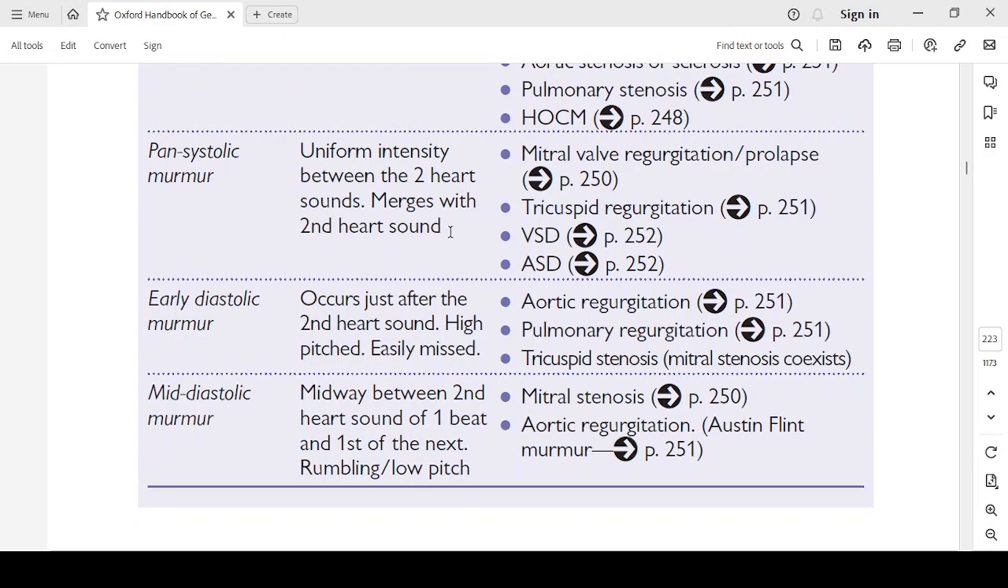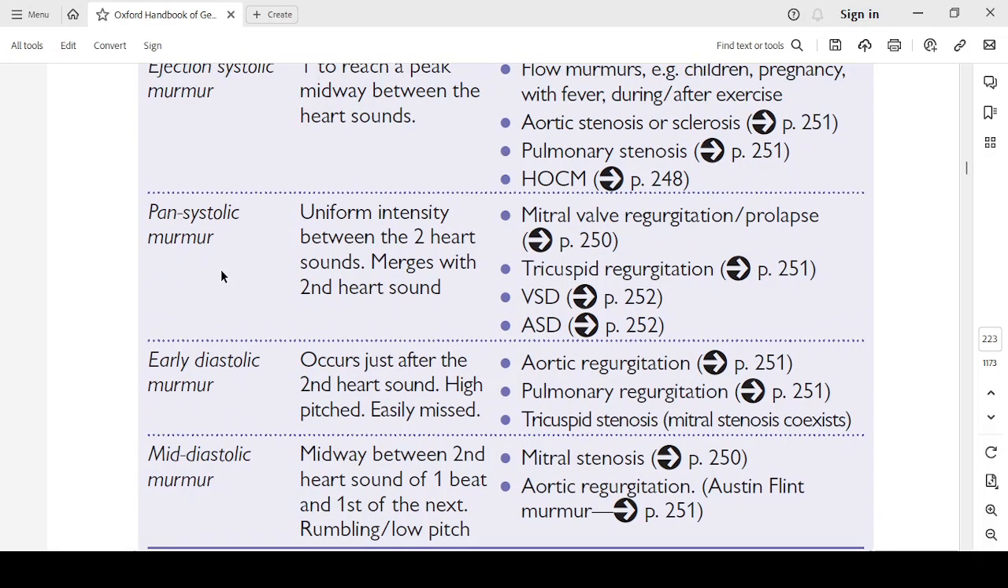So, the second heart sound is caused by closure of the aortic and pulmonary valves. Mitral valve regurgitation or prolapse, tricuspid regurgitation, BST, AST. So it's a pansystolic murmur during the entire systole, wherein the left ventricle and right ventricle are pushing blood through the aortic and pulmonary valves. There are side doors where the mitral valve and the tricuspid valve are regurgitating throughout systole. So you have a pansystolic murmur in MR, TR, BST, and AST.